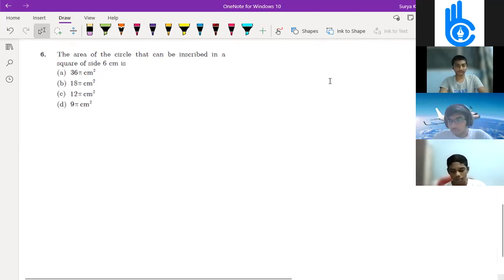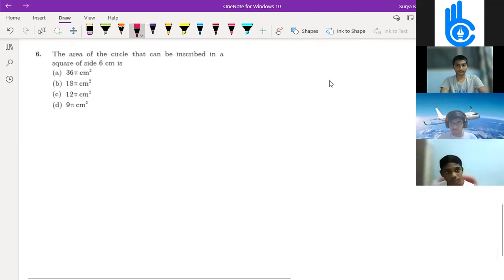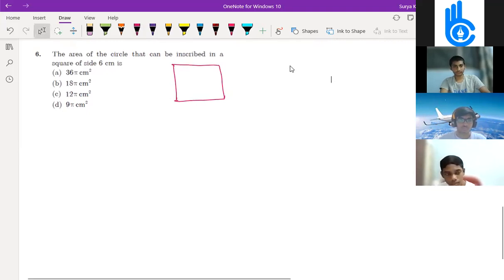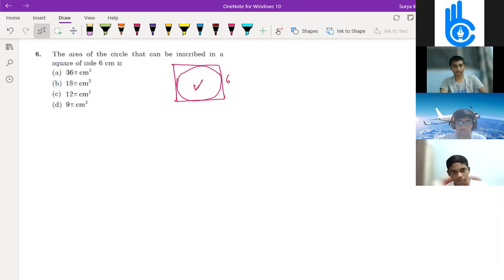Next question. Area of the circle that can be inscribed in a square of side 6 centimeter. The square is this one. So the circle is inside the square like this. What they're asking is the area of the circle. Acha, circle area they're asking, and this is 6, 6, 6.